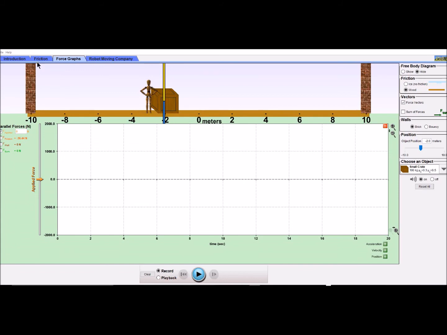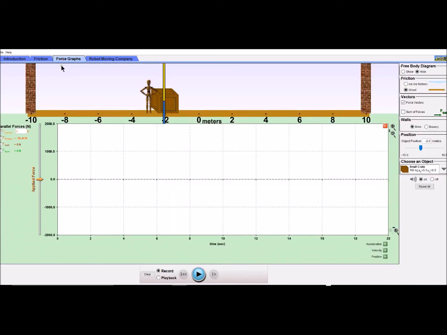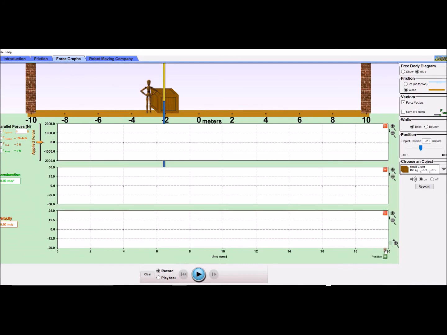Okay, so what I have is the PhET simulation going on here. There's a couple different tabs. I'm going to come over to the tab that has the force graphs, and we've got acceleration, velocity, all kinds of information we can put on here. There's also a bunch of different objects we can use. I'm going to come over here and choose the textbook.